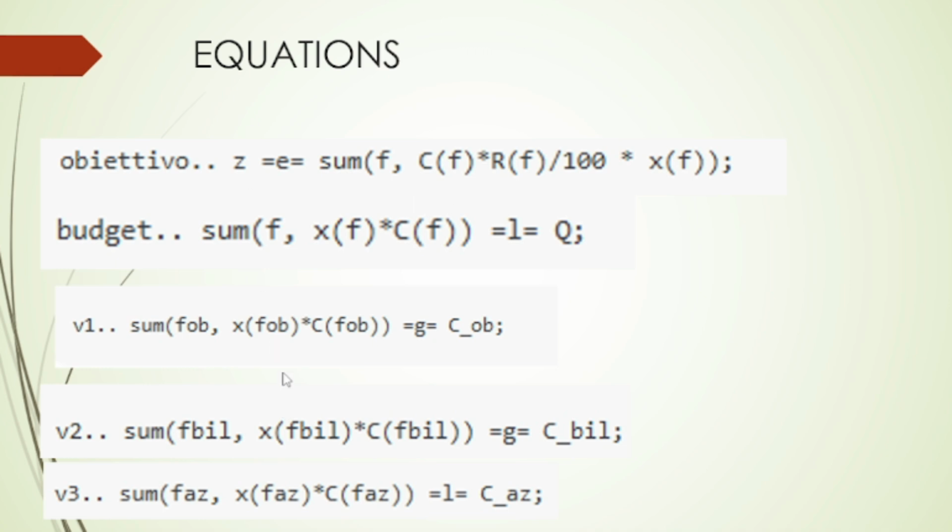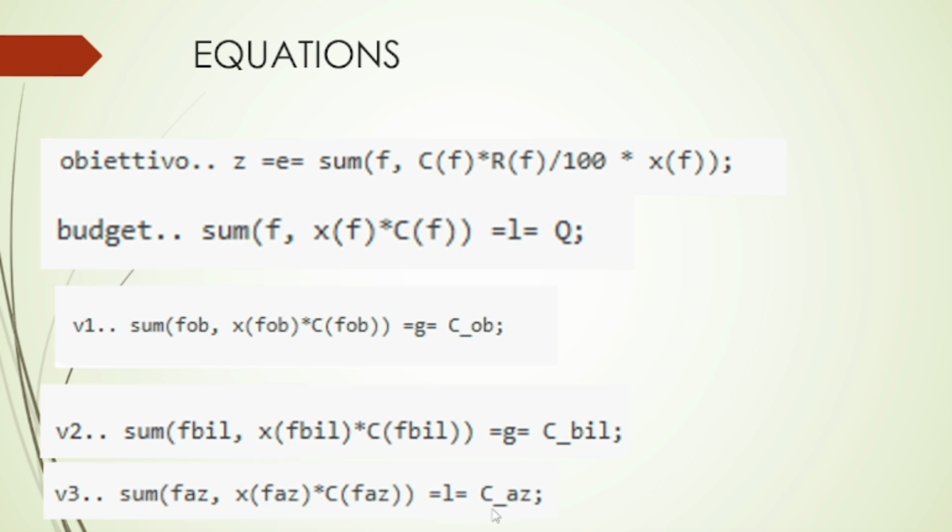Then we have a budget constraint that represents the total spending, which cannot exceed 30,000. Then we have a bond constraint where at least 8,000 in bonds must be spent. And then we have a balanced constraint where at least 12,000 euro must be spent in the balanced funds. And the last one is the equity constraint, where at most 5,000 must be spent in equity funds.